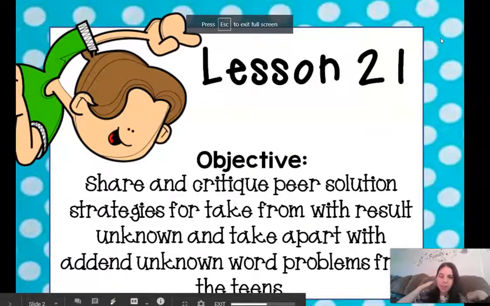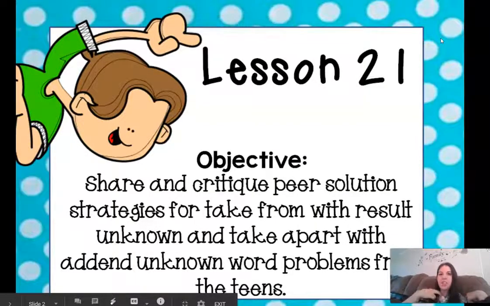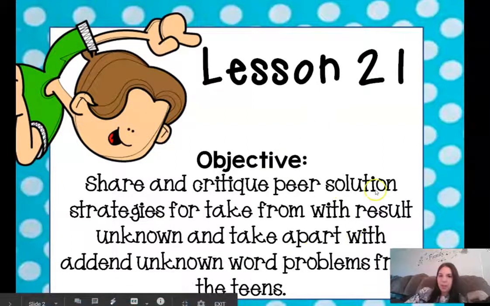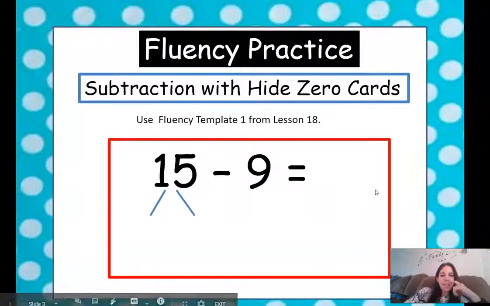Our objective for today is to share and critique peer solution strategies for take from with result unknown and take apart with addend unknown word problems from the teens. So basically what that means is that we're going to look at different ways that we can solve word problems when we're taking away from the teens. We're going to look at different ways to solve the problem, okay? But first, we will start with some fluency.